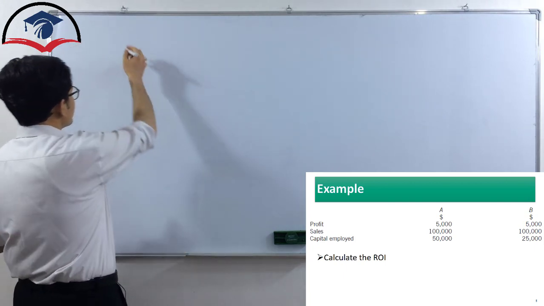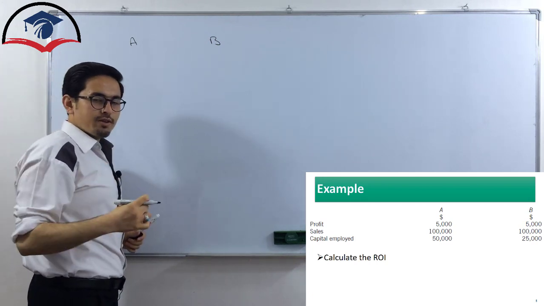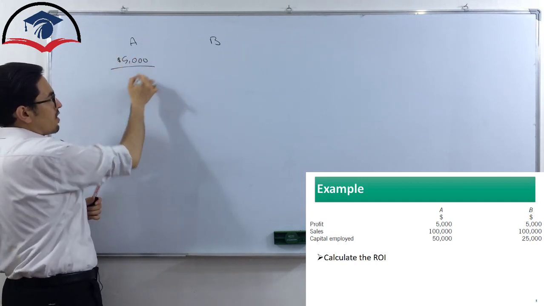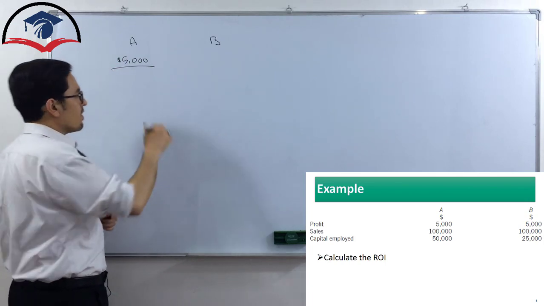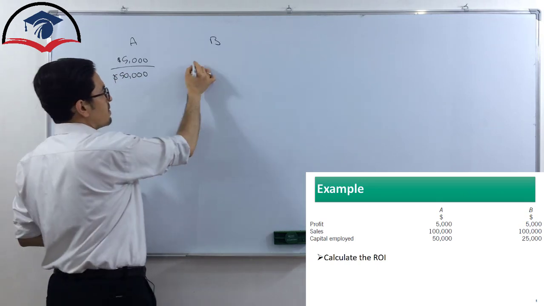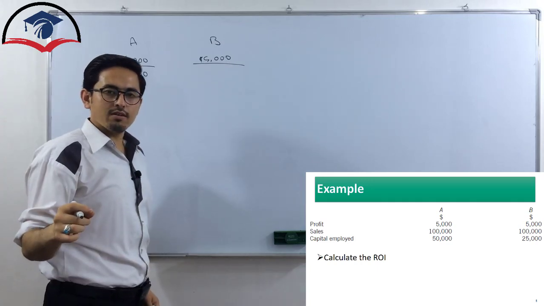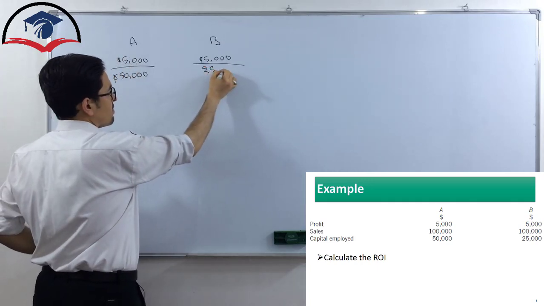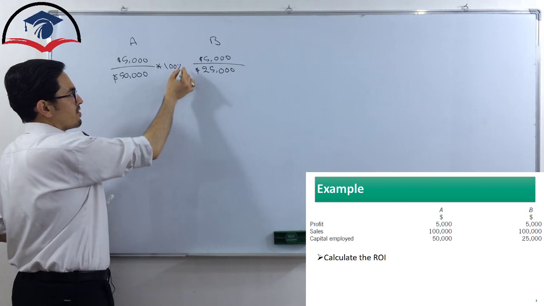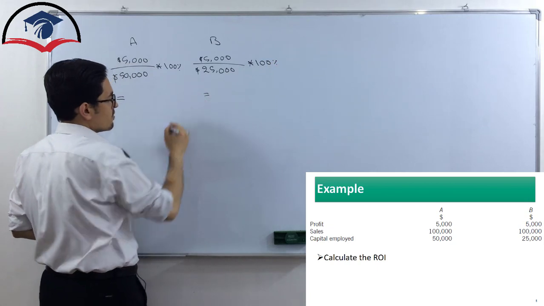For calculation, we have company A and company B. The profit is to be divided by capital employed. The profit here is $5,000, but the capital employed in company A was $50,000. In company B, the same $5,000 is the profit of the company. What was the capital employed? It was $25,000. We're going to multiply this by 100% to reach the percentage figure and the result.